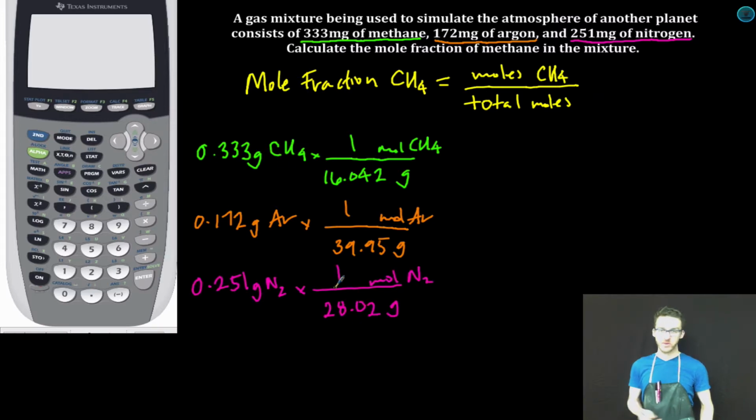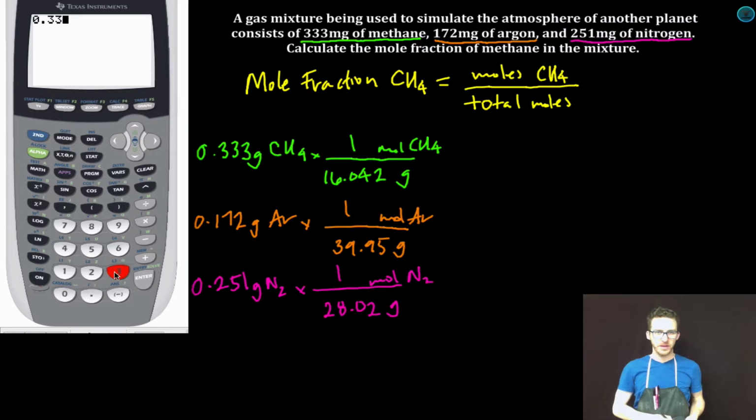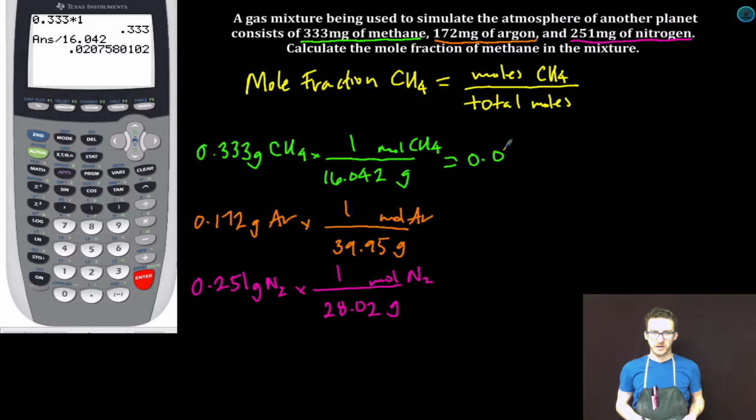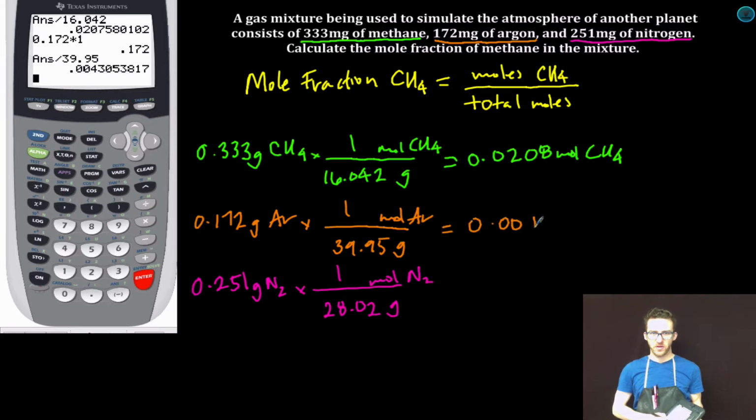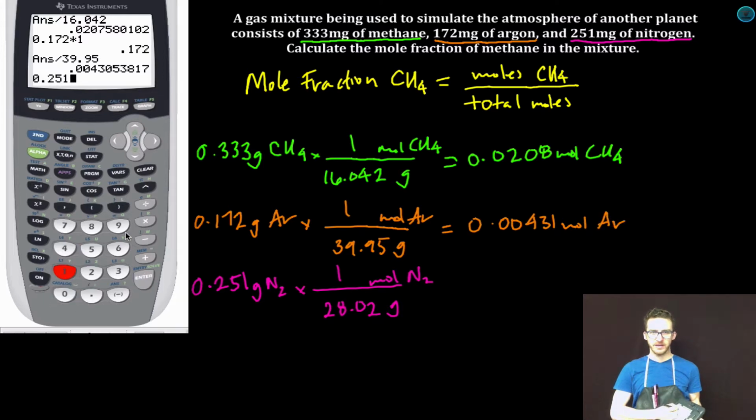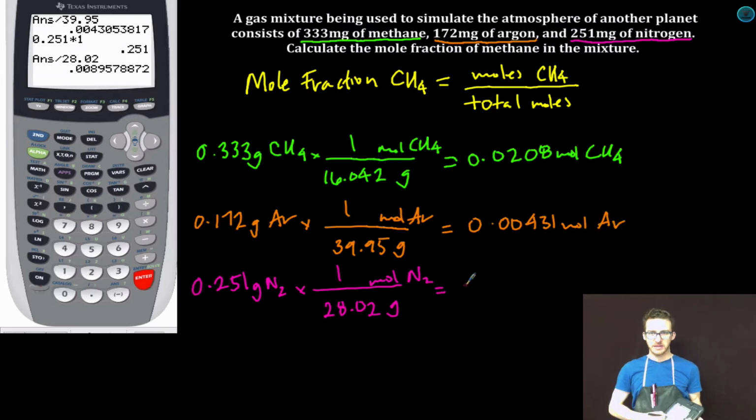Now just a quick jump to our good friend calculator. 0.333 times 1, enter, divided by 16.042, enter. 0.0208 moles of methane. 0.172 times 1, enter, divided by 39.95, enter. 0.00431 moles of argon. 0.251 times 1, enter, divided by 28.02, enter. 0.00896 moles of nitrogen gas.